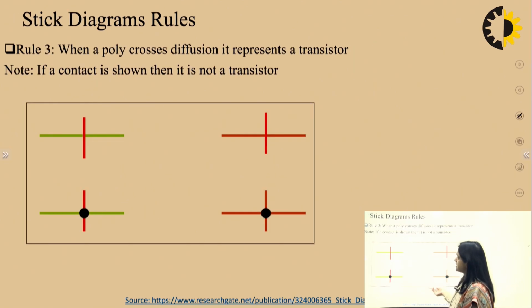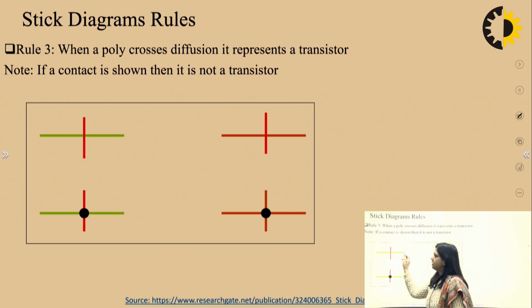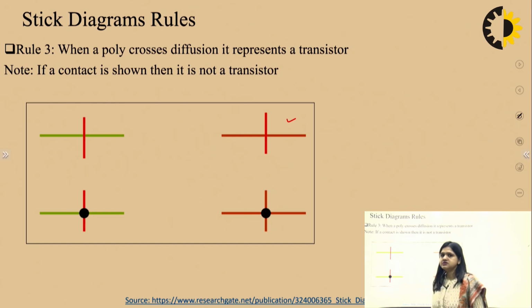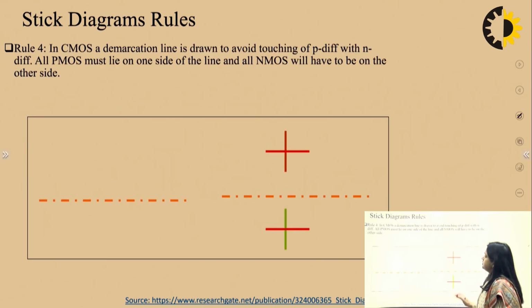If I want to design a transistor, then one poly should be connected with diffusion. So this is the formation: N diffusion and polysilicon, P diffusion and polysilicon. These are making a transistor. If a contact is shown, that means this is not a transistor because we have connected these two nodes. If they are not connected, then these are forming a transistor. Next is the demarcation line. So this is how you can make NMOS and PMOS separate.